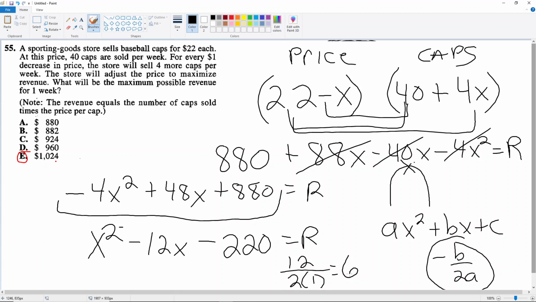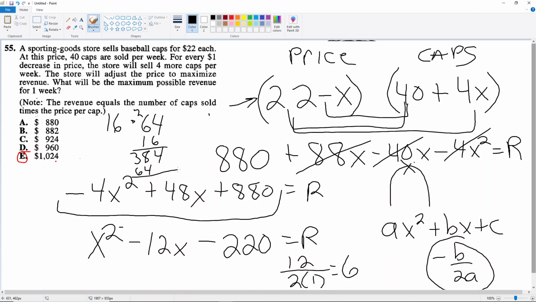We have to take $6 off the price. Well, if we take $6 off the price, we'll just plug it into this formula. 22 minus $6 is $16, times, well, 40 caps originally, 4 times 6 is 24. So we're going to sell 64 caps. And you can either do the multiplication on your calculator. I'm just going to do it like this.